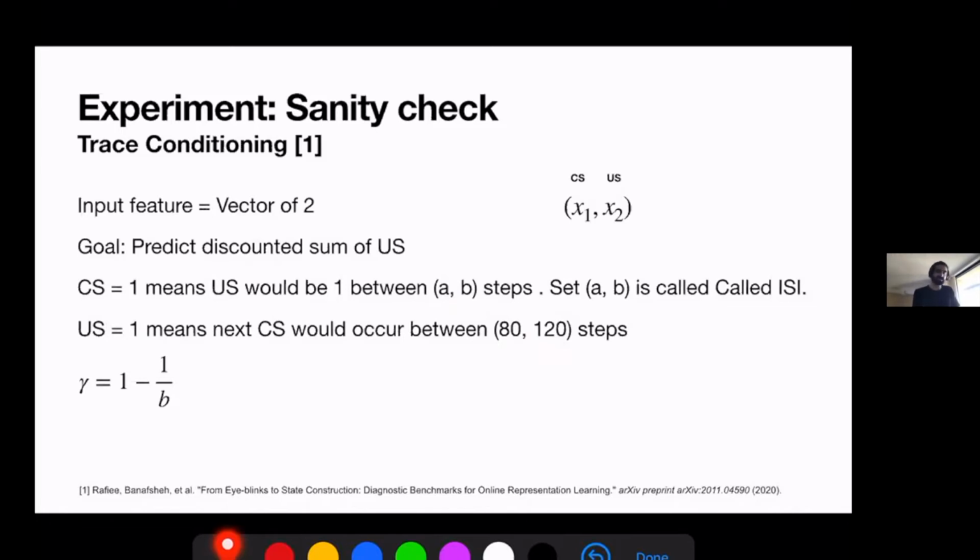And then your gamma is this value, where B is this upper limit here. Basically this gamma says that between CS and US, you always want to predict something. So your prediction would go up immediately.